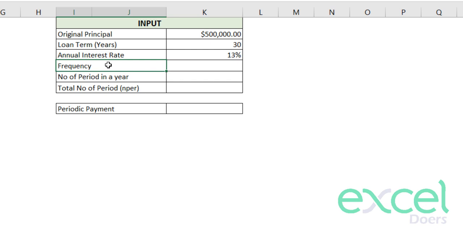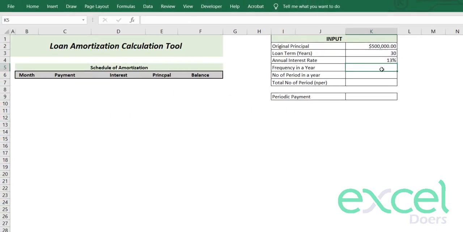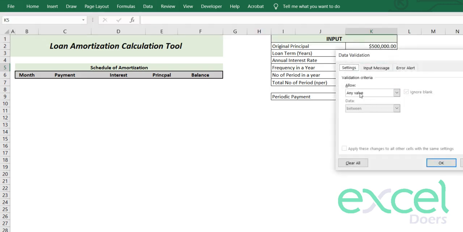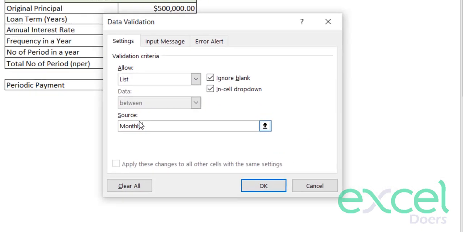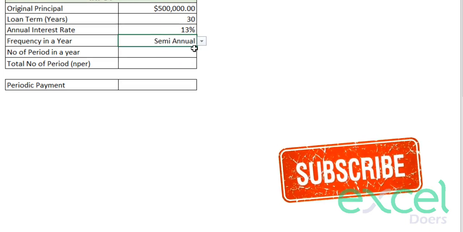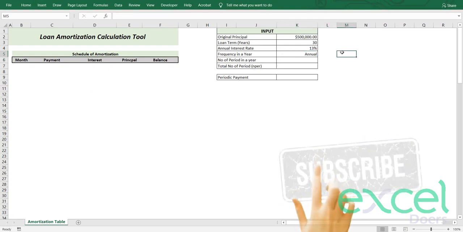Okay. Frequency. Basically it's a frequency in a year, right? So this agreement can be monthly, semi-annual, or annual. Okay, so let's make a drop down here. You can make that drop down by going on the Data tab, then you click on data validation. Here you will select the list, and here you will simply type monthly, semi-annual, comma, and annual. Press OK, enter. Now you are able to choose monthly, semi-annual, and annual, right?